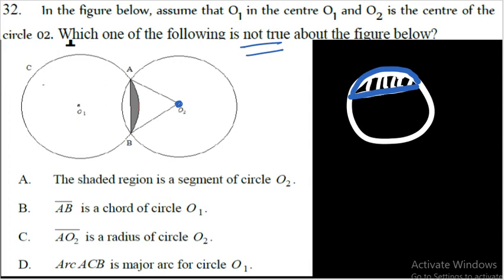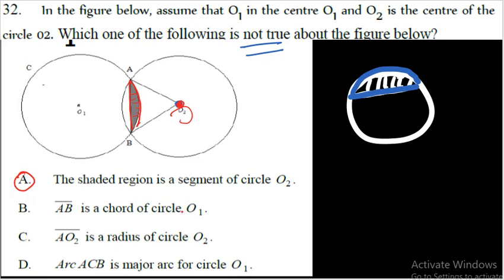So according to this, does this satisfy the condition? O2 means here it is. So this shaded region, is it formed by the arc of it and the line? No, it is formed by a line and an arc of the other. This arc is not the arc of O2, it is an arc of the other circle, O1. So this region is not a segment of O2, but it must be the segment of O1. So the answer A will be not true. But the others you can check.